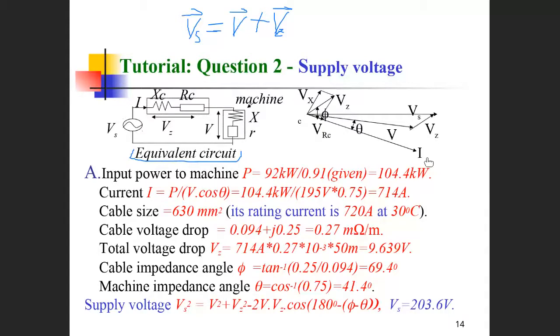Then there is a phase angle difference between the Vz and the current I. So this is the impedance angle of the cable. The cable impedance angle determines how much the cable current lags the cable voltage drop. The machine's impedance angle determines the angle difference between the machine's voltage and the machine's current. Okay. There is phi. Sorry.